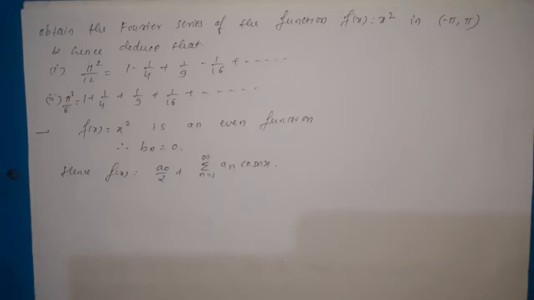So here f of x equal to x square is an even function, therefore Bn equal to 0, means no need to find the value of Bn by calculation, and remaining is function f of x can be written as a0 by 2 plus summation n equal to 1 to infinity an cos nx, means here just we need to find a0 and an.